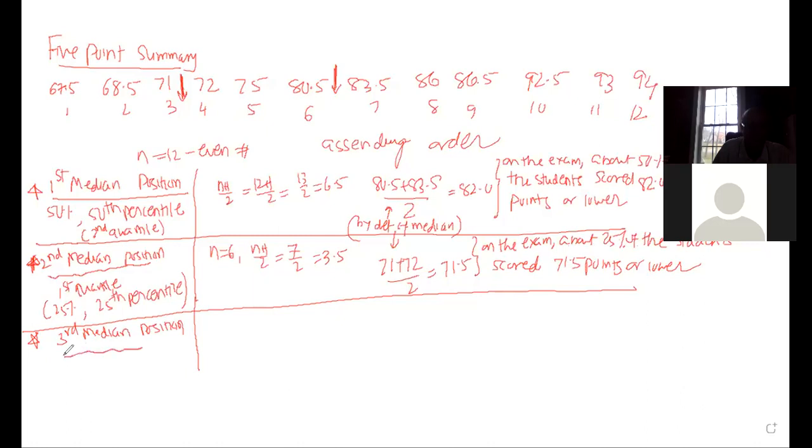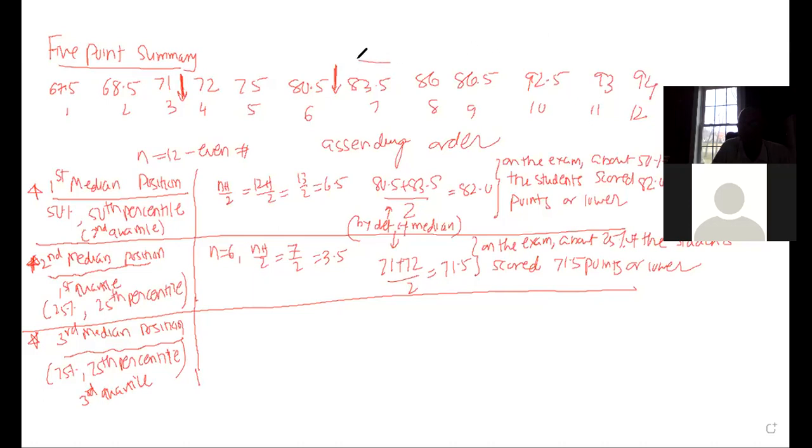Third median position. That is actually 75%, or you can say the 75th percentile. Or you can say this is the third quartile, Q-U-A-R-T-I-L-E, third quartile. In this third quartile, that means now we are going to work the same way.